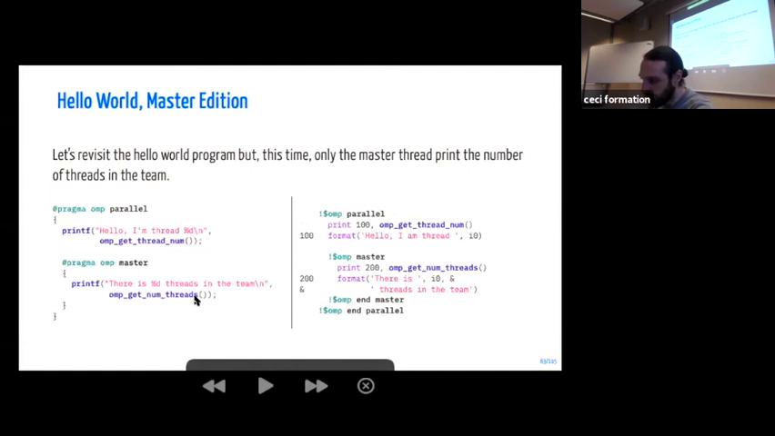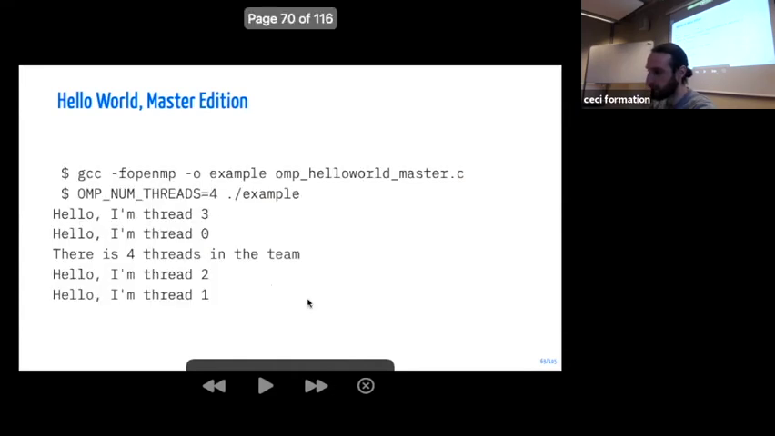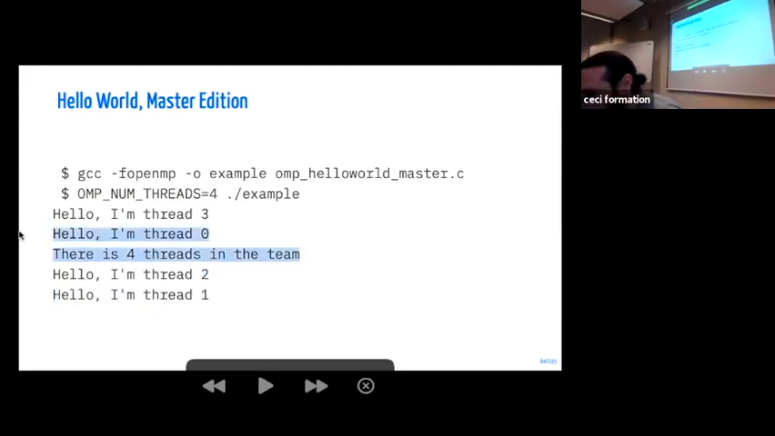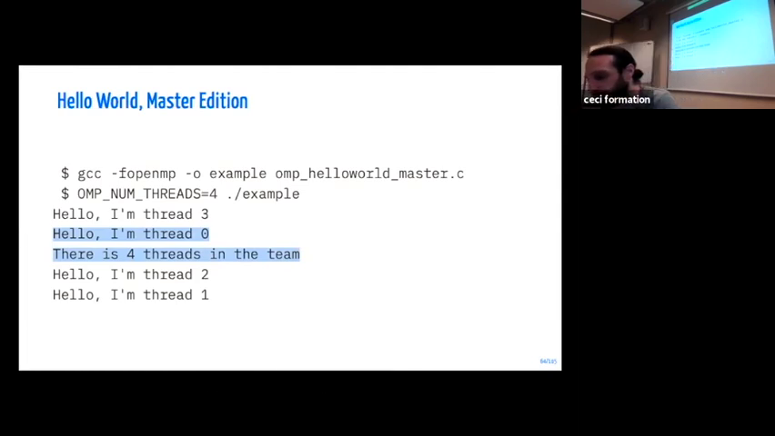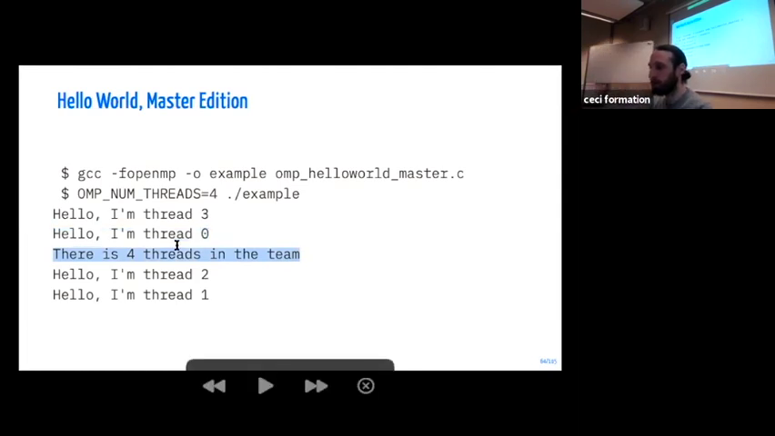And basically what you can do is inside of the parallel region, just change a little bit the hello world example and just do the OpenMP get num threads inside of the master section. And as a consequence, you see that all the threads that are not the master just print hello, I am thread, and then the thread ID, but thread with ID 0, the master thread, also prints the number of threads in the team.